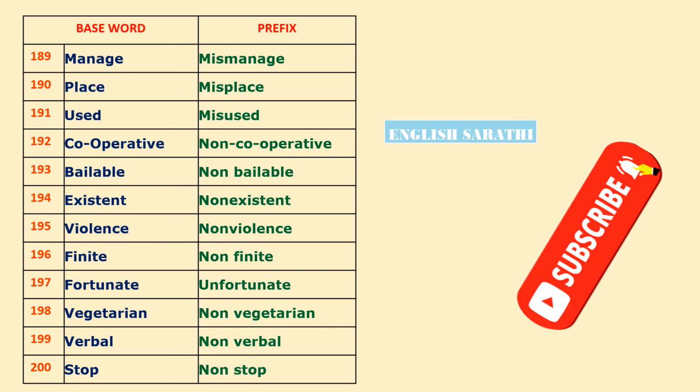used, misused, cooperative, non-cooperative, bailable, non-bailable, existent, non-existent, violence, non-violence, finite, non-finite, fortunate, unfortunate, vegetarian, non-vegetarian, verbal, non-verbal, stop, non-stop. These are all the examples of prefix. Please practice for the examination point of view.